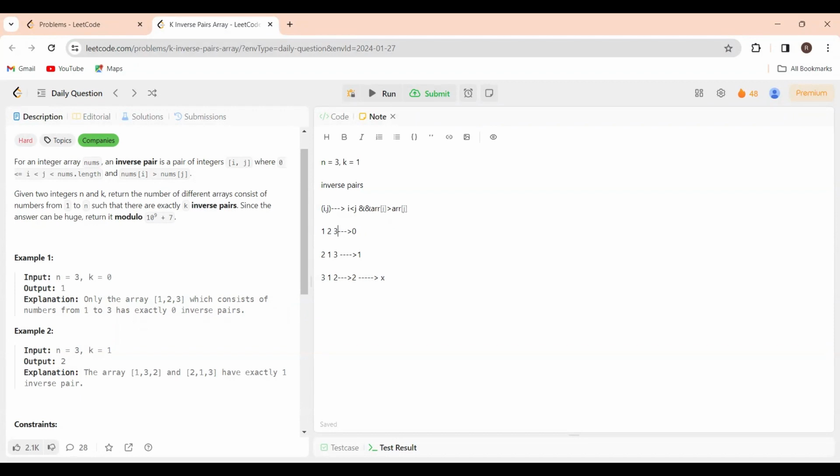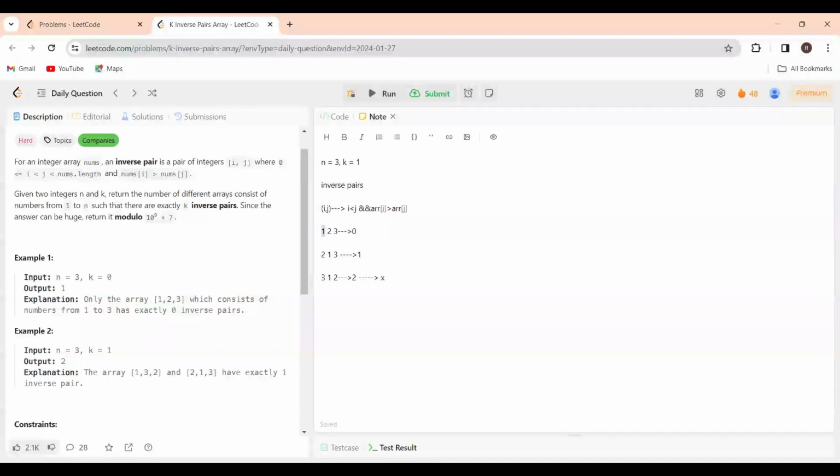Whatever I do, I should make k pairs with the remaining elements, right? I can make zero pairs with one element by keeping it as a starting element. And the remaining elements are what? The remaining elements will be n minus one, right?